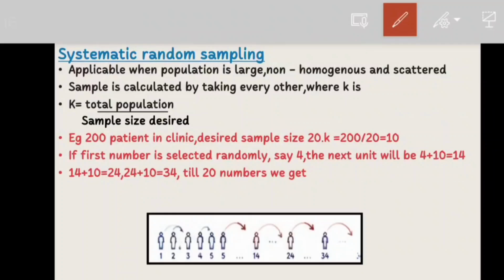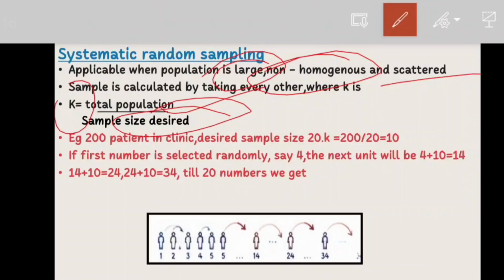Okay, now the next one is systematic random sampling. This method is useful when the population is large, non-homogeneous and scattered. Now here we select every kth individual. So the formula is the total population divided by the desired sample size.